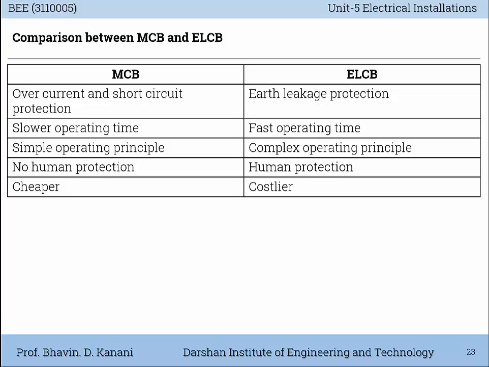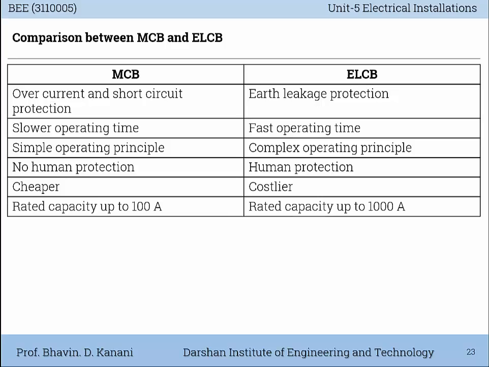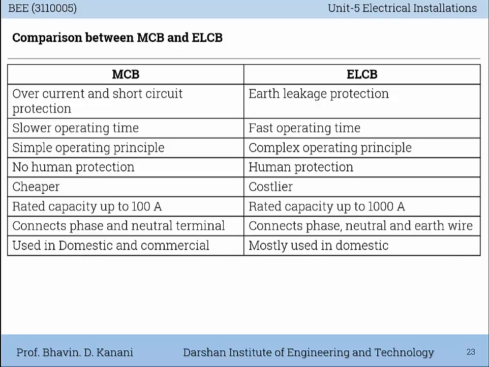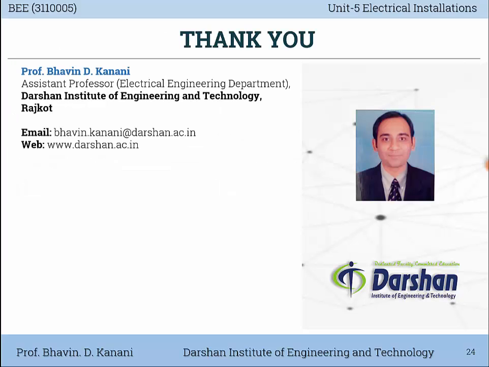MCB is cheaper and ELCB is costlier. MCB has a rated capacity up to 100 ampere, whereas ELCB has rated capacity up to 1000 ampere. MCB connects phase and neutral terminal, whereas ELCB connects phase, neutral and earth wire. MCB is used in domestic and commercial, whereas ELCB is mostly used in domestic.